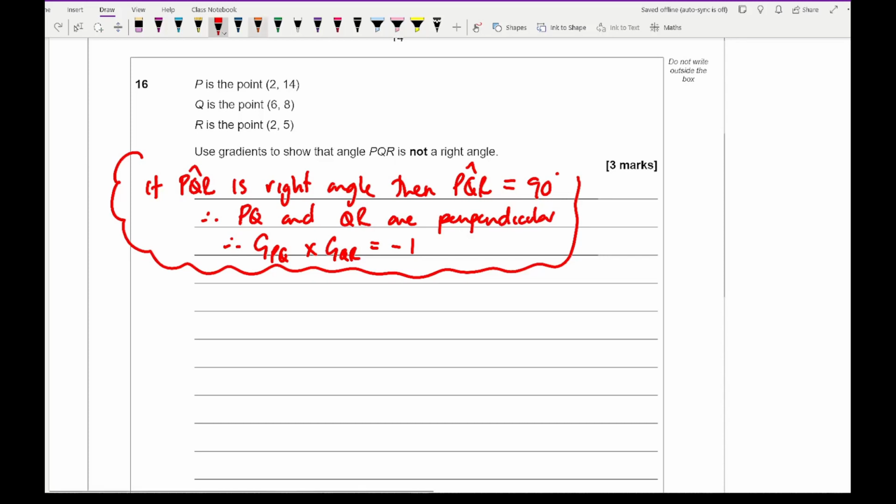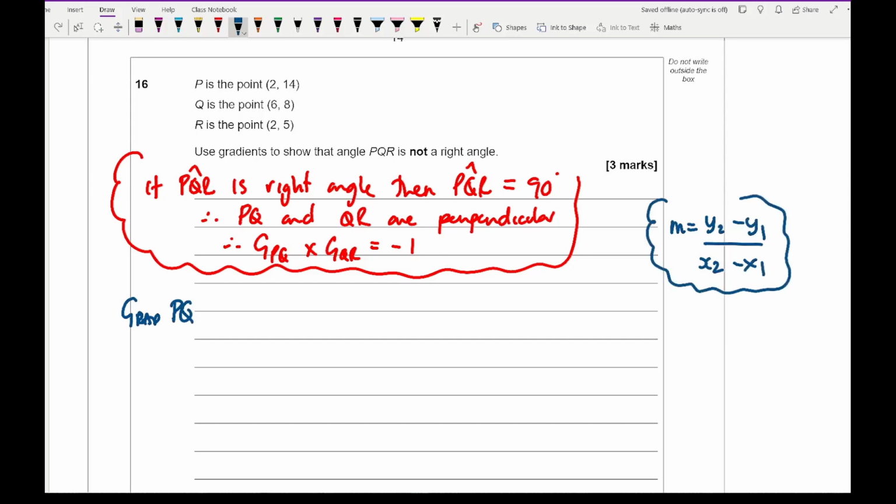So the first thing I need to do is work out the gradient of those two lines. So the gradient of PQ. The formula I'm going to use is m equals y2 minus y1 over x2 minus x1, which is basically the difference in y over the difference in x, which is how you work out the gradient between two points. If I use Q as my second coordinate, that's 8 and 6, and then I've got 14 and 2. If I take those away, I end up with -6 over 4, which gives me -3 over 2.